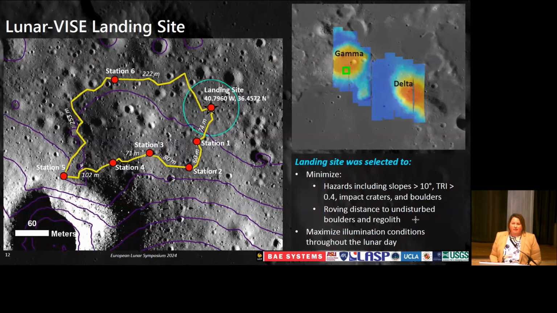We selected this landing site for several reasons. One, we wanted to minimize roving distance to boulders and undisturbed regolith, because to accomplish our science objectives, we really need access to both boulders and undisturbed regolith. But we also wanted to minimize hazards, so things like slopes greater than 10 degrees, boulders, and large craters.